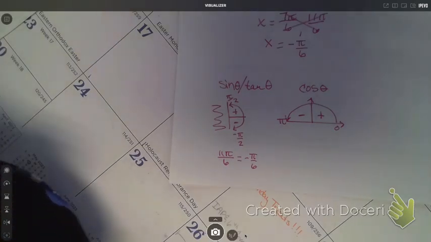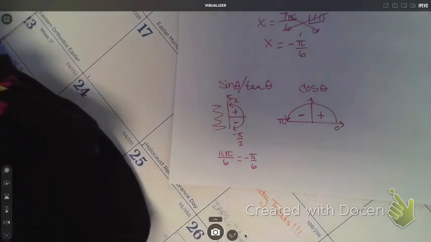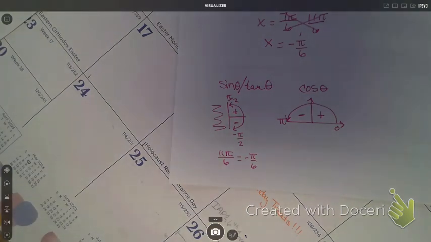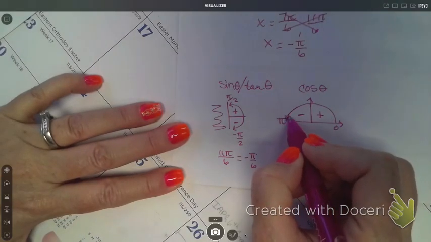We have final review right here. We're going through. Okay, and we got that? Let me know when you're good. Should that pi be negative on cosine? No, because this is a positive direction.